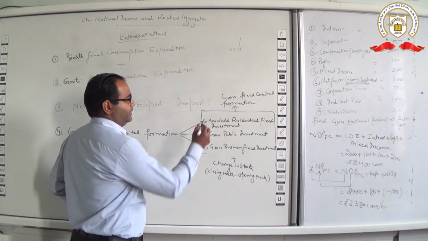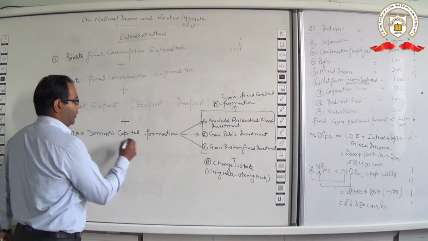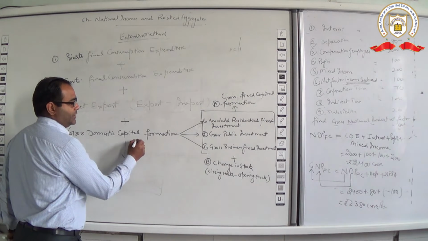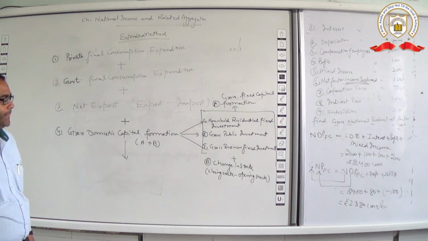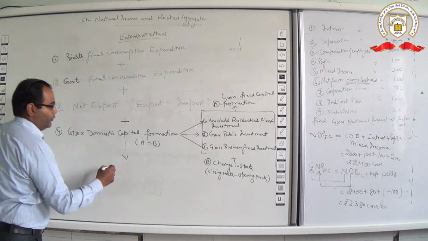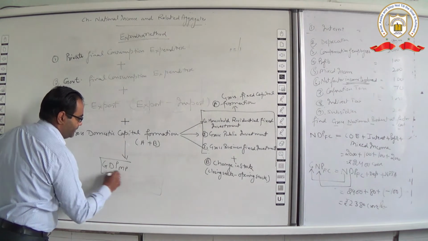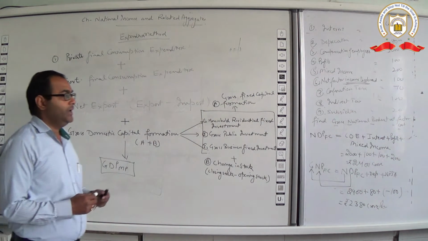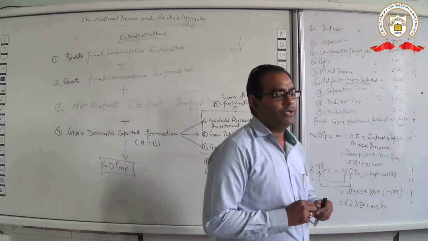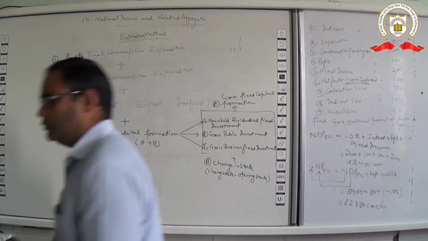So this is part A and part B. Gross domestic capital formation is the sum total of A plus B. By adding all these four components, we get GDP at MP. This is the expenditure method. While using this method, we have to keep in mind certain precautions. What precautions should we take?